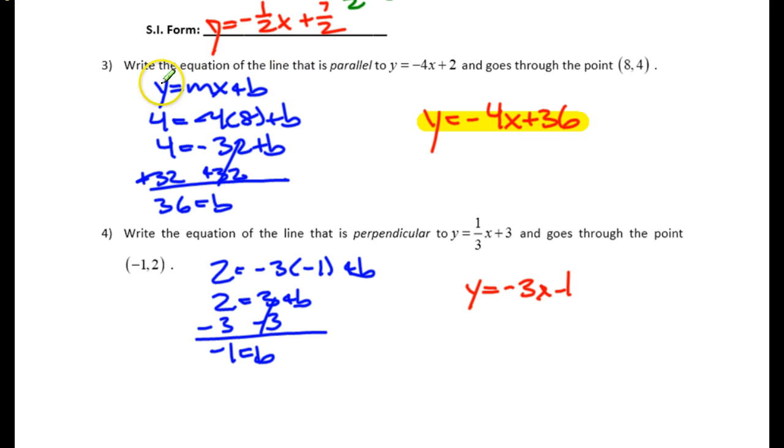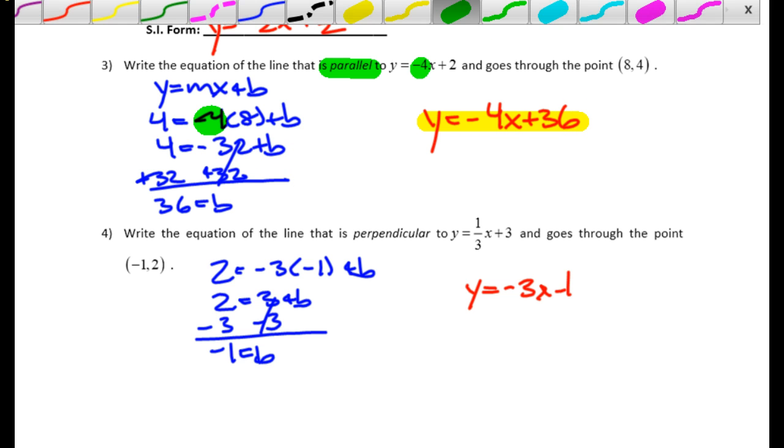So what did I do? Start plugging stuff into the equation. Here's the y, here's the x. My slope is negative 4 because this is negative 4, parallel is the same. Okay? And then that plugs in, that plugs in. The next one, final answer is y equals negative 3x minus 1.